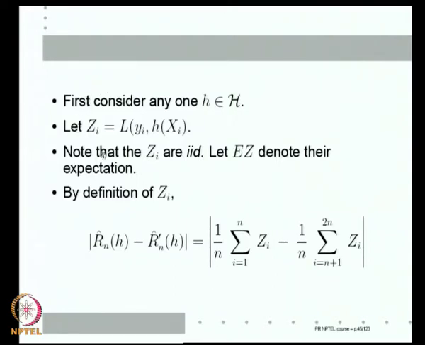Using this new Zi, R hat n h minus R hat n prime h is nothing but 1 by n summation i equals 1 to n of Zi minus 1 by n summation i equals n plus 1 to 2n of Zi. Essentially we have some random variable Z, which is L(y, h(x)). We have IID realizations of Z: Z1, Z2, up to Z2n. I am finding the mean of Z first using the first half of the samples, and next using the second half of the samples. I want to know how to bound the probability that this difference is more than some epsilon.